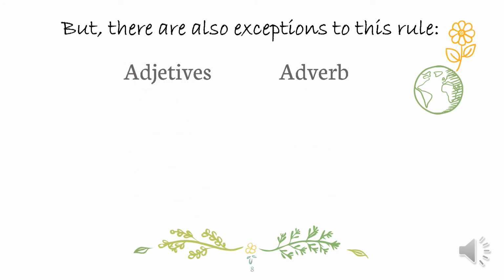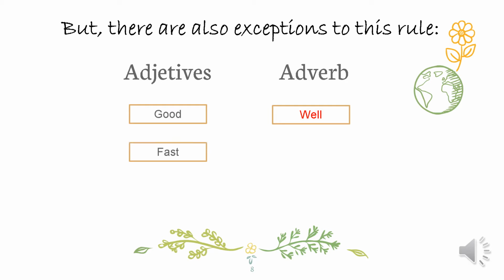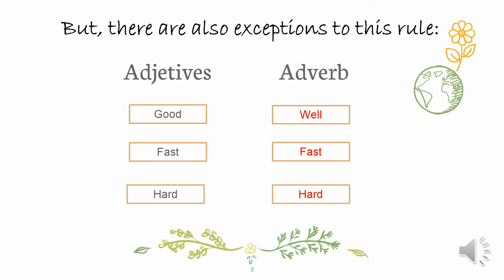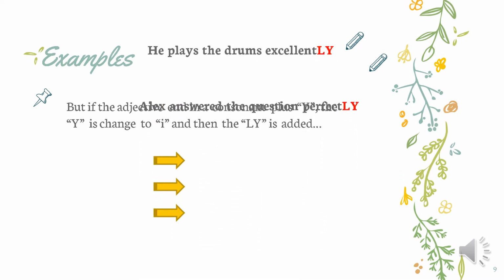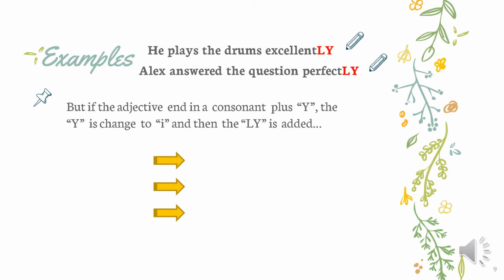There are also exceptions to this rule. Adjective good, the adverb is well. Adjective is fast and adverb is fast. Adjective is hard and adverb is hard. Example: he plays the drum excellently. And another sentence: Alex answered the question perfectly.